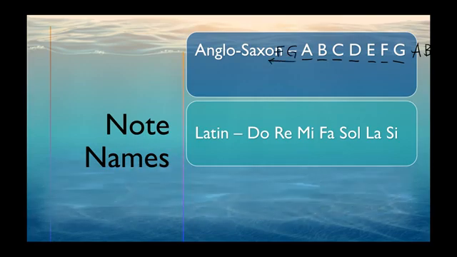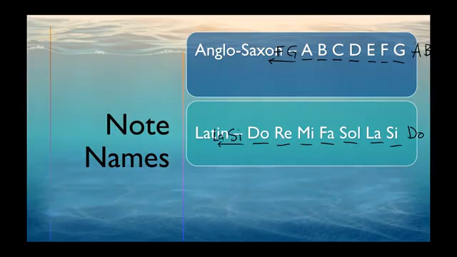Next we have, in Latin or Latin American countries, they use do, re, mi, fa, sol, la, si. And then it starts over again with do. So you go do, re, mi, fa, sol, la, si. And then we would start over with do. And if we were going to go backwards, we'd go from do to si, la, and so on, and go backwards.